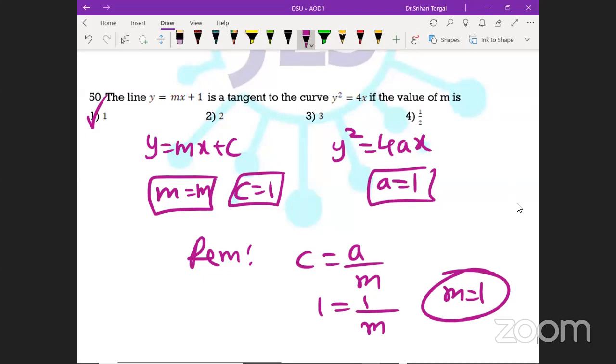This is the condition for a parabola to touch a line: c is equal to a by m. If you remember this, you can solve this in a minute. You can find out the m value, c value, and a value, then you can calculate directly.